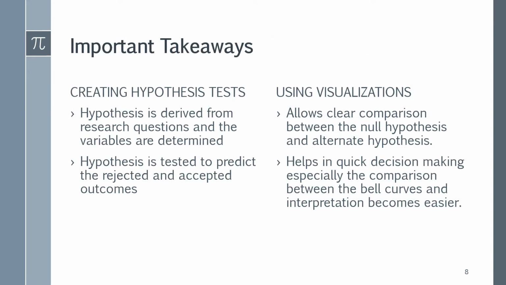Important takeaways: creating hypothesis tests. A hypothesis is derived from the research questions, and the variables are determined. By variables, I mean the dependent and independent variables. Also, a hypothesis is tested to predict the rejected and accepted outcome, so we could see from the null hypothesis and the alternative hypothesis. Using visualization allows clear comparison between the null hypothesis and alternate hypothesis. Also, it helps in quick decision making, especially the comparison between the bell curves, and interpretation becomes easier.